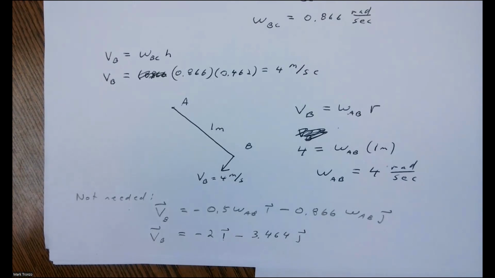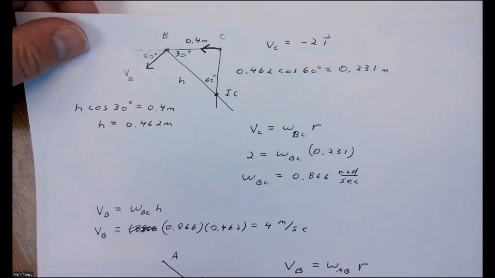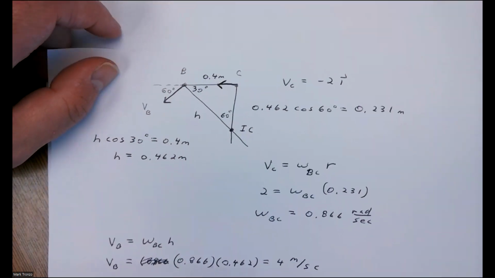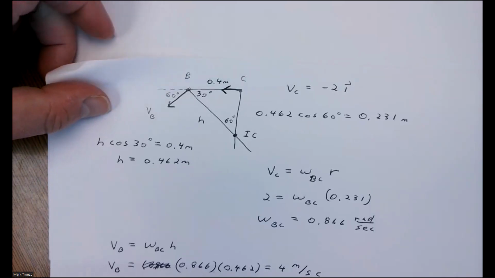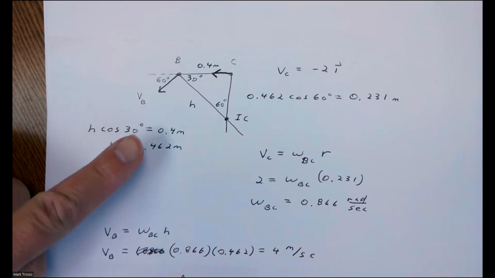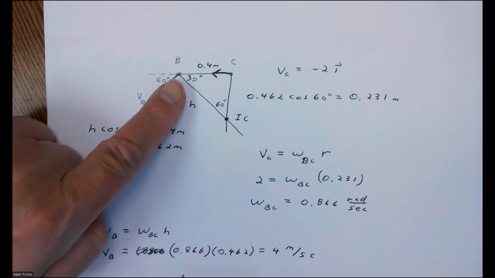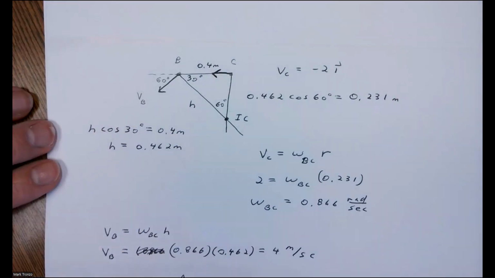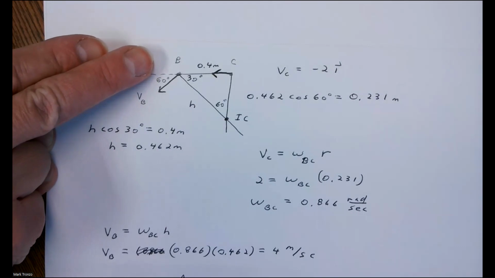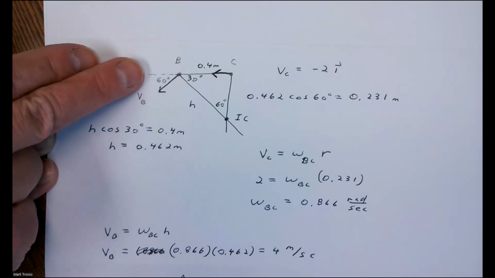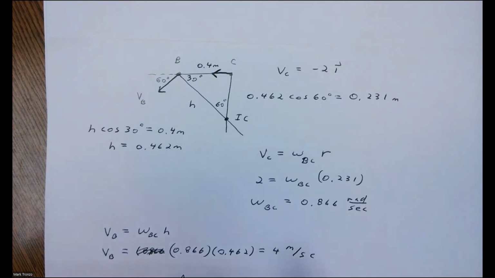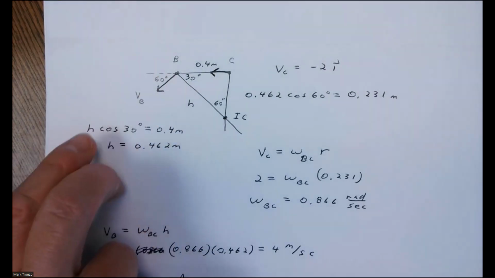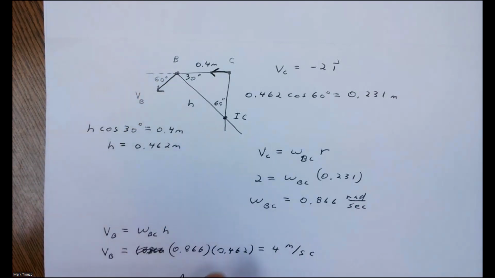But since I had already calculated this VB here, we can do this here. If it had asked for VB in vector form, we could have just gone up here since we found VB up here, and we could have done the same thing. We could have said this was at 60 degrees. We found VB to be 4 meters per second. We could have just used the cosine 60 in the negative direction to find the I component, and we could have used sine of 60 times 4 to find the J component. So you could have done that either way.